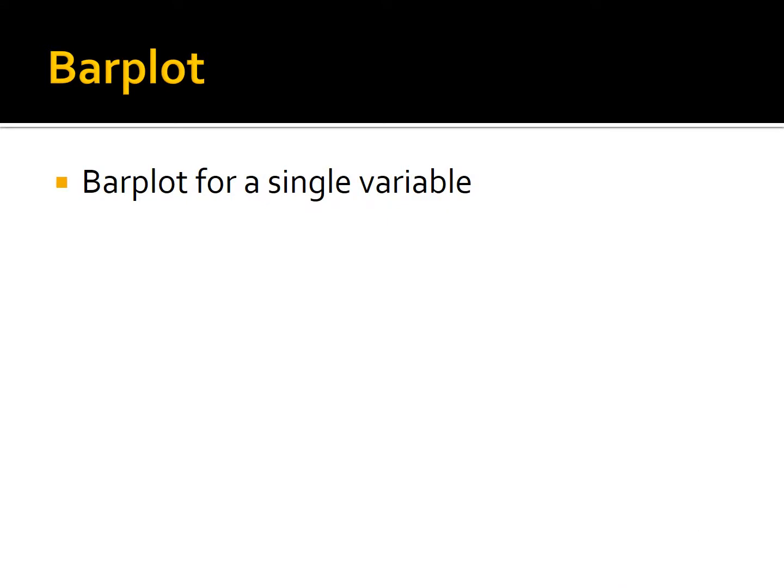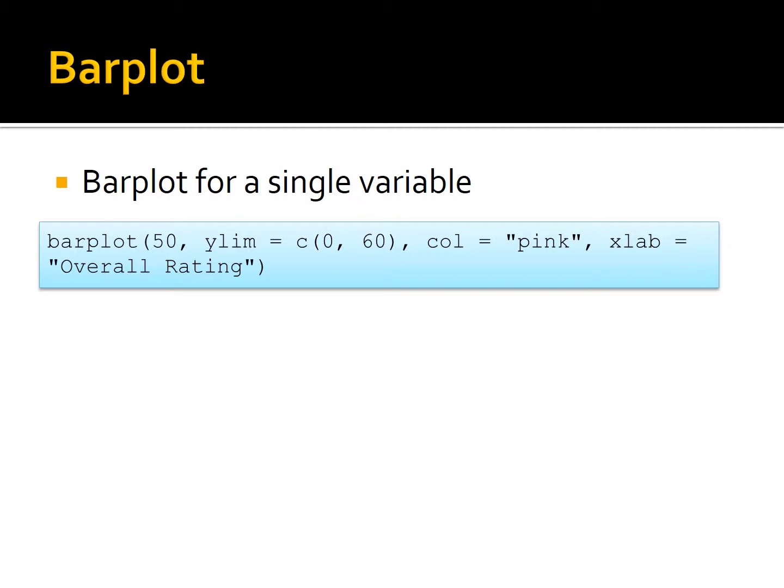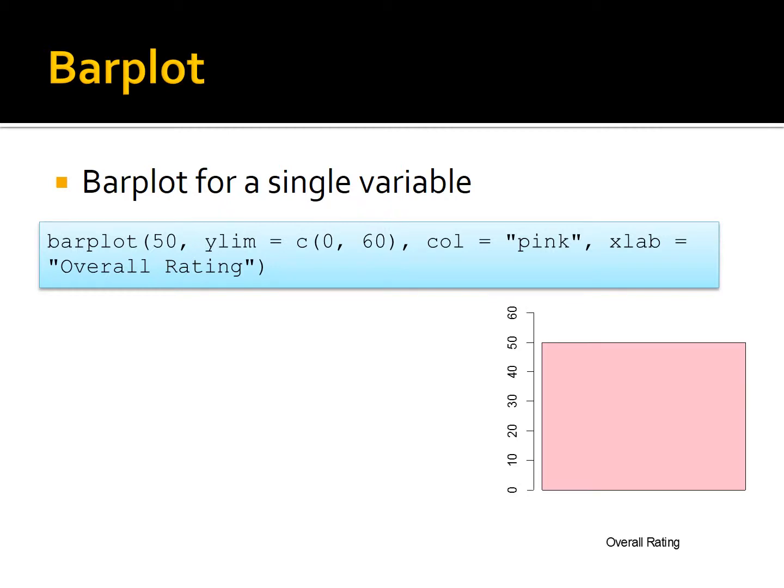The next one is bar plot. So the bar plot for a single variable. Okay, so I have a data set, a frequency of 50, and ylim is from 0 to 60. Color is pink, and xlab is overall rating. It's supposed to be ylab, right? And overall rating should be somewhere like this. So sorry about that.